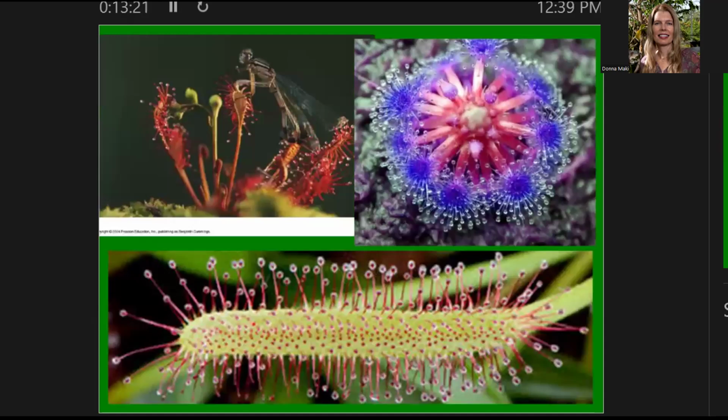Aren't these beautiful? Sundew. And we don't have that. That must be a find if you stumble on that when you're out hiking. My goodness. Beautiful.